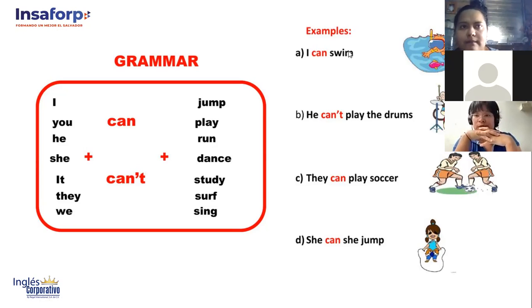I think she has problems. She can jump. Acá hay un error, miren, no me fijé antes. She can jump. Uy. Was not there, it was here. Okay, she can jump. Okay, good. So those are the examples.